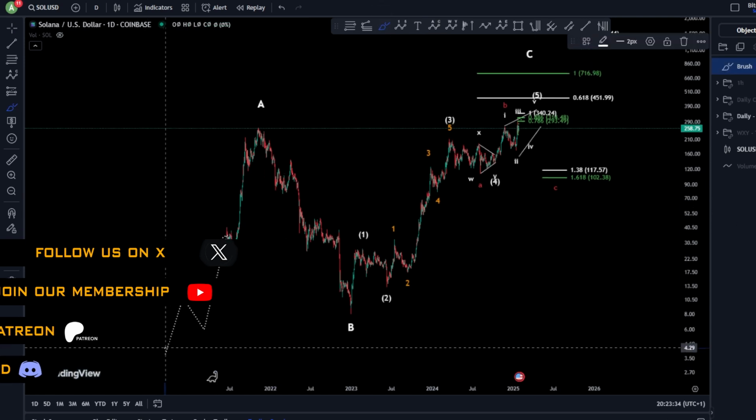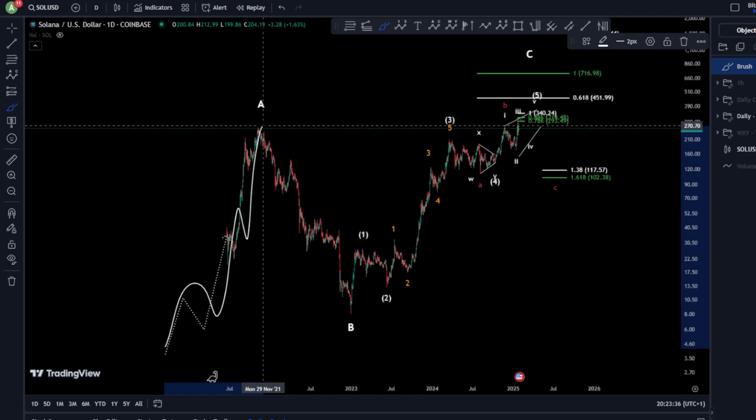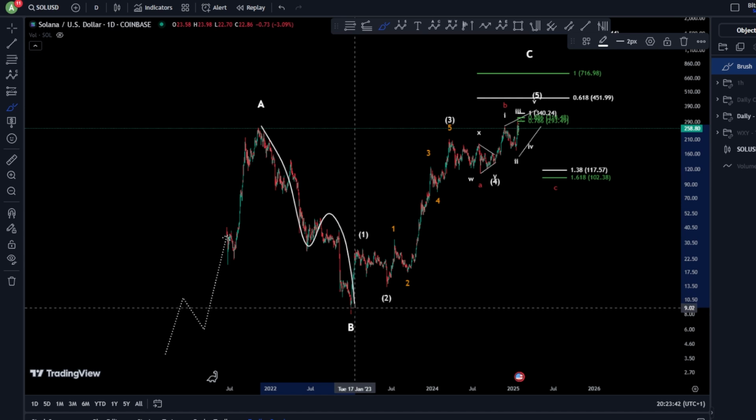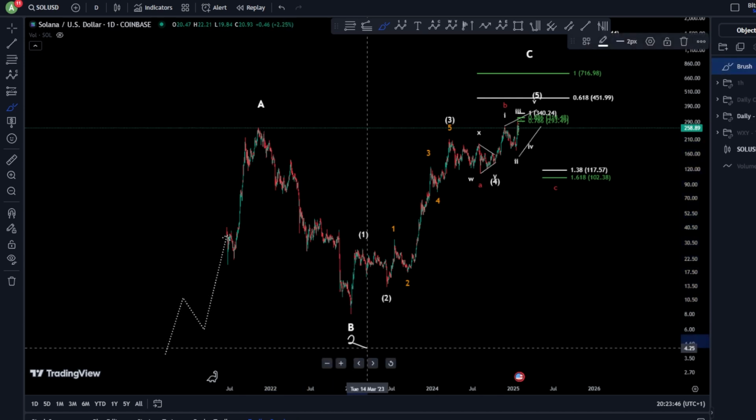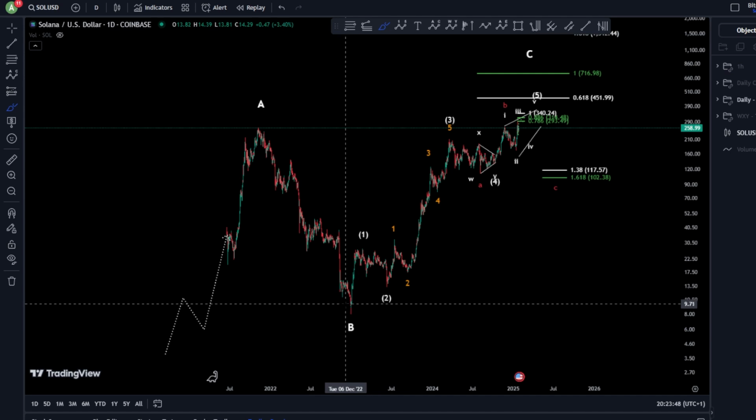Starting on the daily chart, we're having a 1, 2, 3, 4, 5. Of course, wave A finished already, or a wave 1, and we have a 3-wave corrective wave as a zigzag for a wave B or for a wave 2.